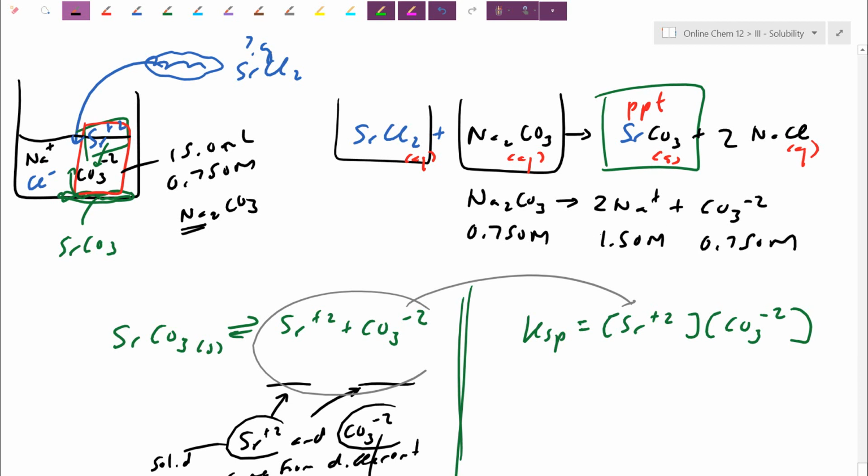What I'm interested in is the carbonate, which came from the sodium carbonate, and is actually 0.750. So this number is 0.750 molar because that came from this sodium carbonate. The mole ratio in the precipitate here isn't followed, but in this case, as the salt dissociates, no doubt it has to be 1 to 1, 0.750.